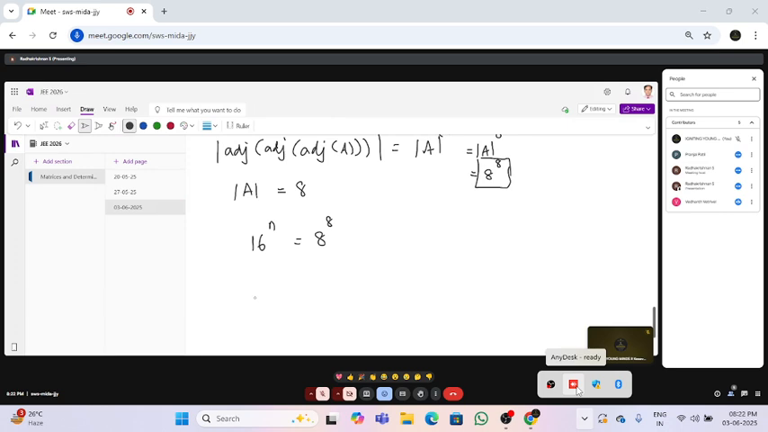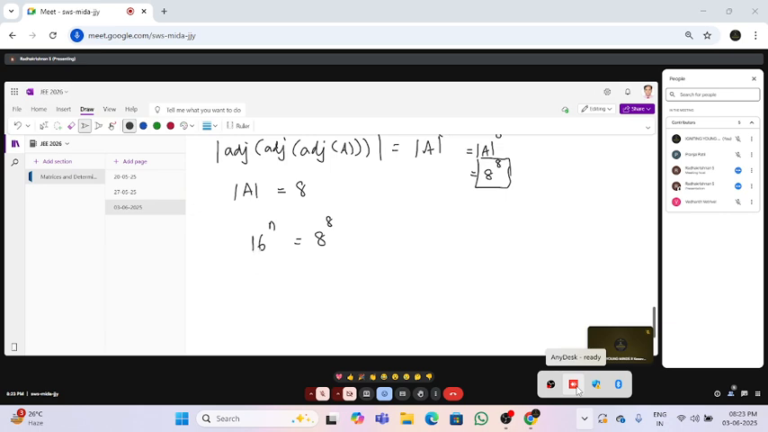Sir, n is equal to 3. N is equal to 3. No. Ranjal, what did you say? N is equal to 6. Okay. So n is equal to 6 is the correct answer, Vedant.